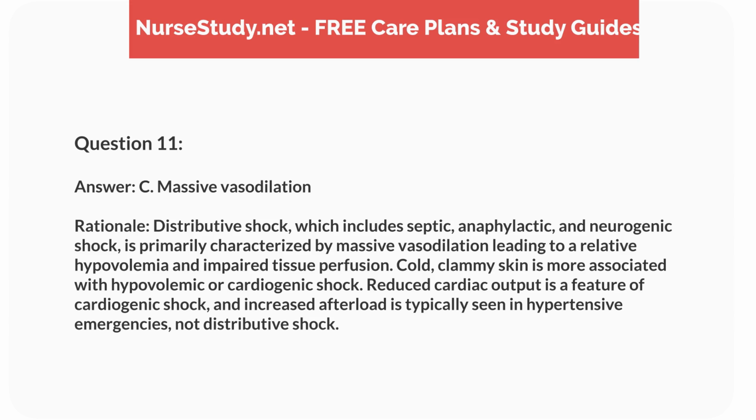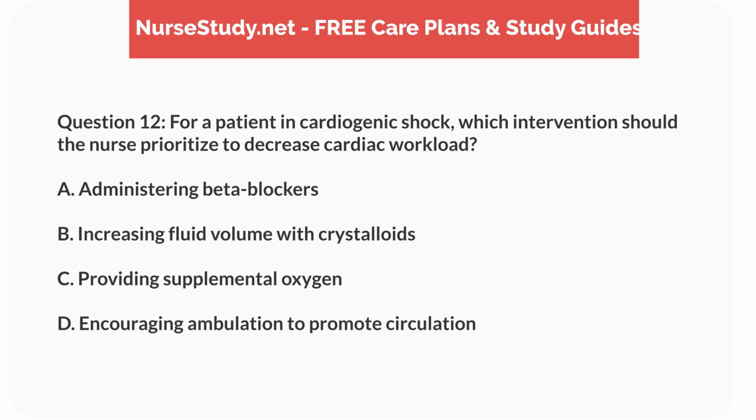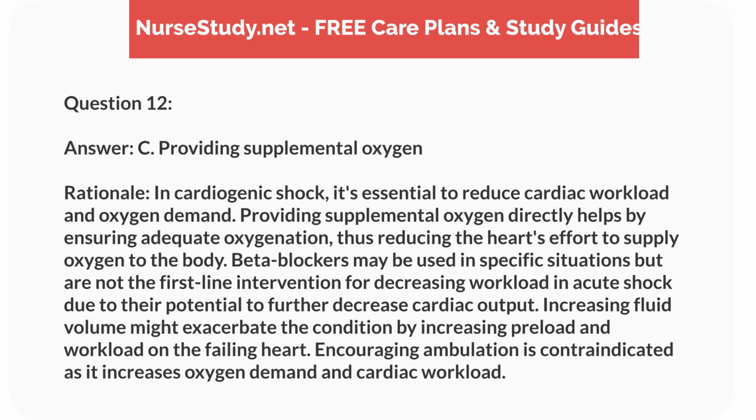Question 12. For a patient in cardiogenic shock, which intervention should the nurse prioritize to decrease cardiac workload? A. Administering beta blockers. B. Increasing fluid volume with crystalloids. C. Providing supplemental oxygen. D. Encouraging ambulation to promote circulation. Answer: C. Providing supplemental oxygen.